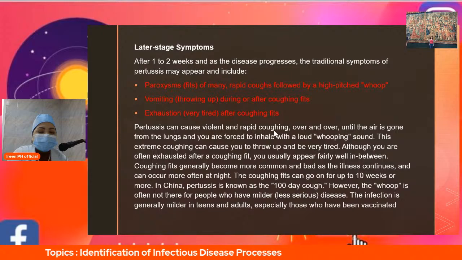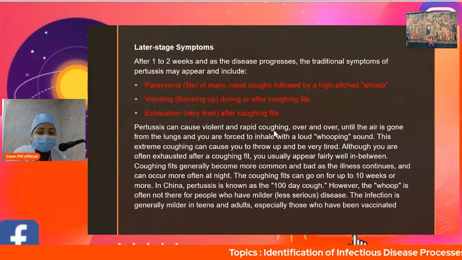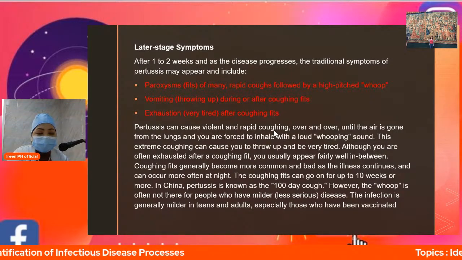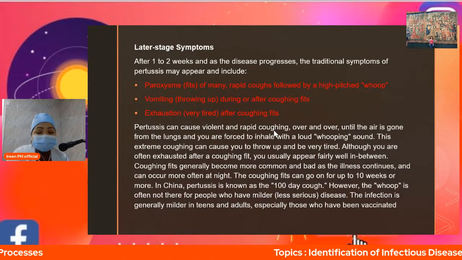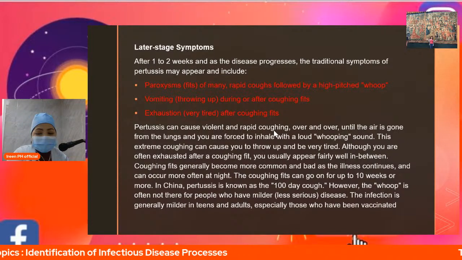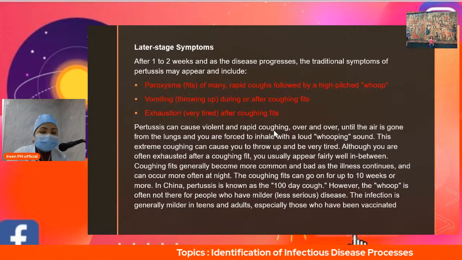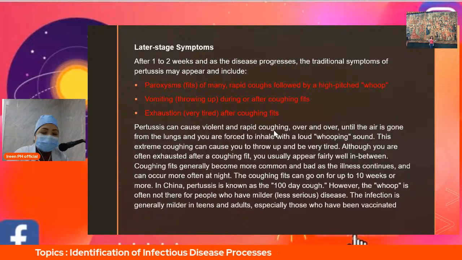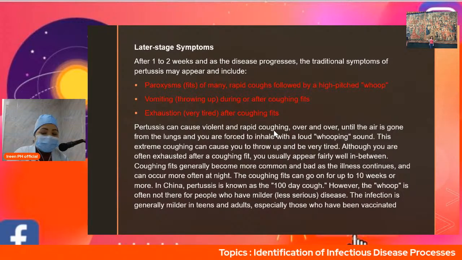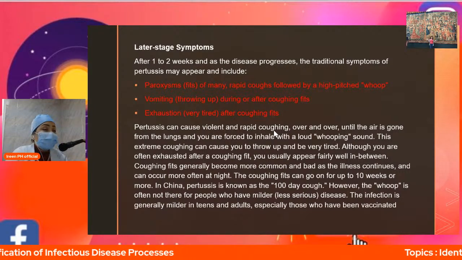Coughing fits generally become more common and bad as the illness continues and can occur more often at night. The coughing fits can go on for up to 10 weeks or more. In China, pertussis is known as the 100-day cough. However, the whoop is often not there for people who have milder, less serious disease, and the infection is generally milder in teens and adults, especially those who have been vaccinated.